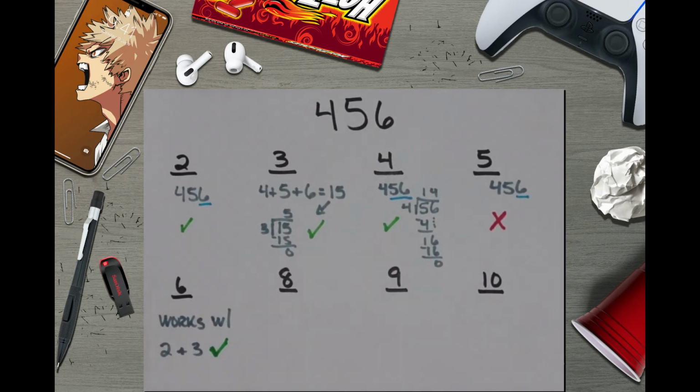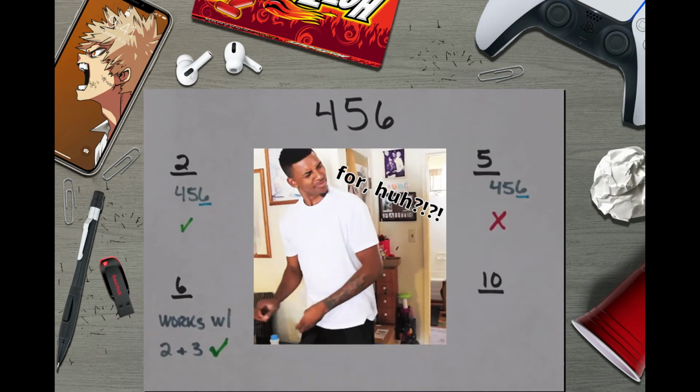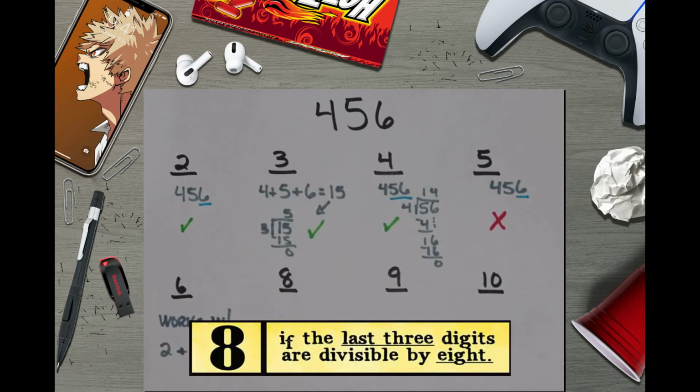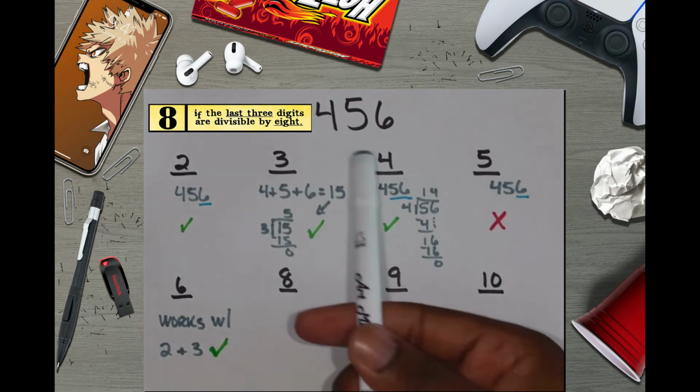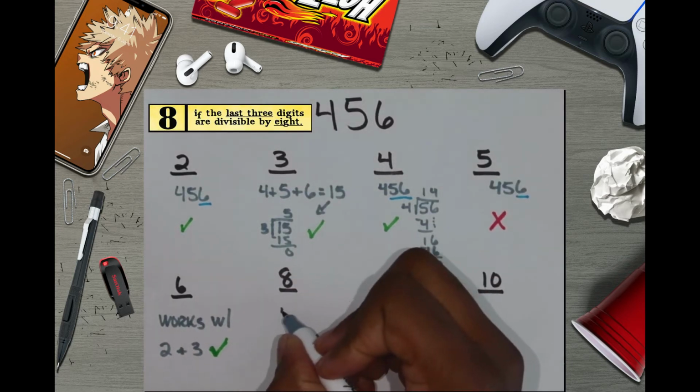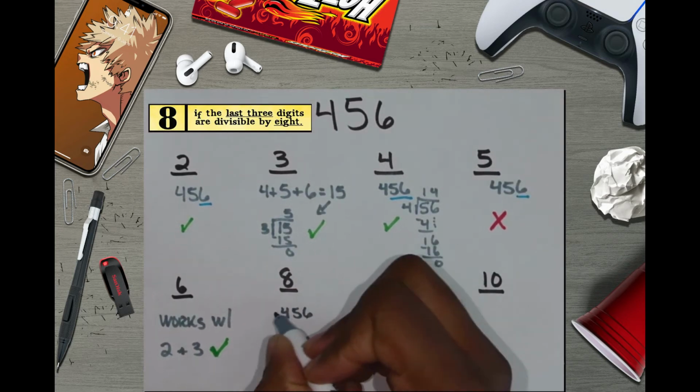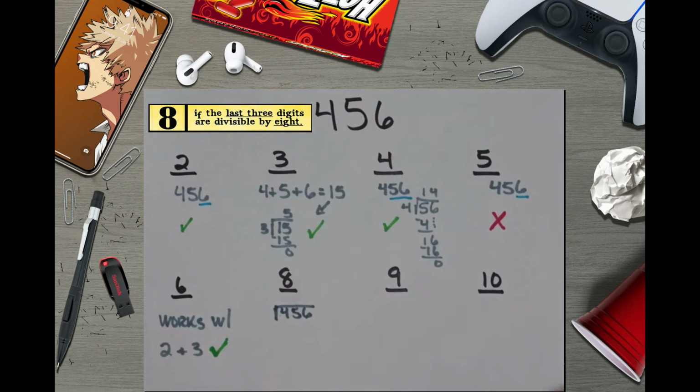Now I have the divisibility rule for 8. The divisibility rule for 8 is to see if the last 3 digits are divisible by 8. All right, well, if I look at 456, there's only 3 digits in that number. So the only thing I can do here is divide 456 by 8. I know you may not want to do this, but you're gonna have to, okay?